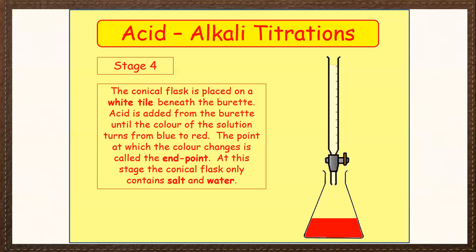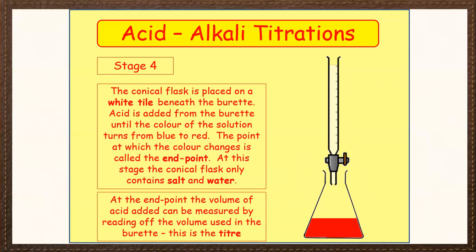The conical flask is placed on a white tile beneath the burette. Acid is added from the burette until the color of the solution turns from blue to red. The point at which the color changes is called the end point. At this stage, the conical flask only contains salt and water. At the end point, the volume of acid added can be measured by reading the volume used in the burette. This is the titre.